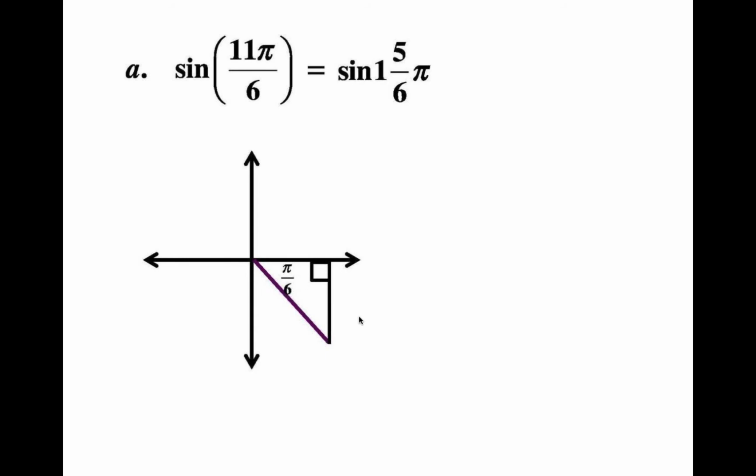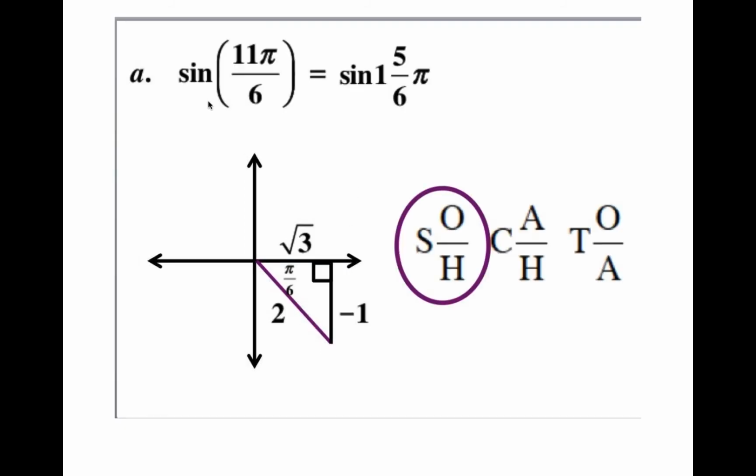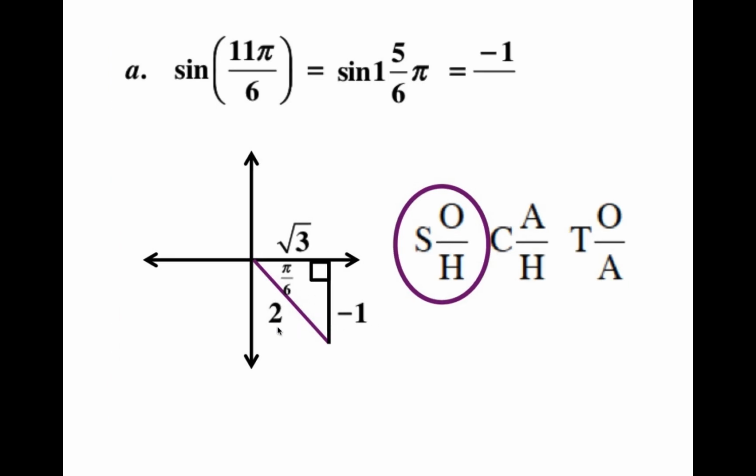So opposite is 1. Opposite the hidden 60 is root 3, and the hypotenuse is 2. Right is positive, down is negative. We're looking for the sine ratio, which is O over h. So from my angle, opposite is -1, and the hypotenuse is 2.